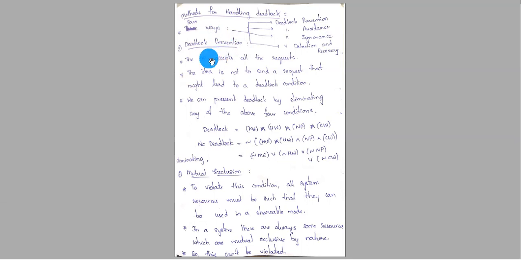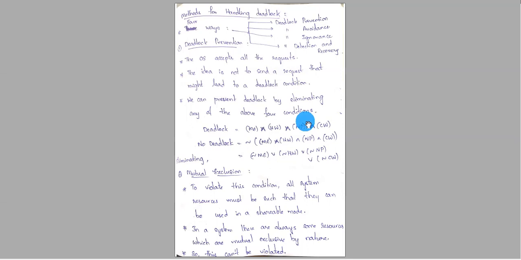So as we all know, OS is responsible for allocating the resources. So in this method, OS accepts all the requests. The idea is not to send a request that might lead to a deadlock condition. We can prevent deadlock by eliminating any of the above 4 conditions.